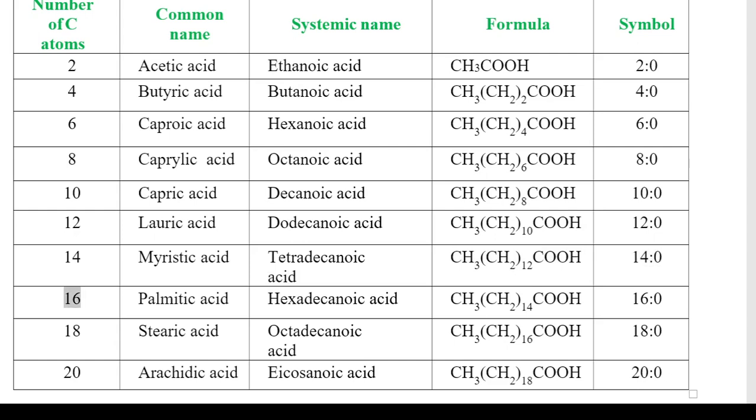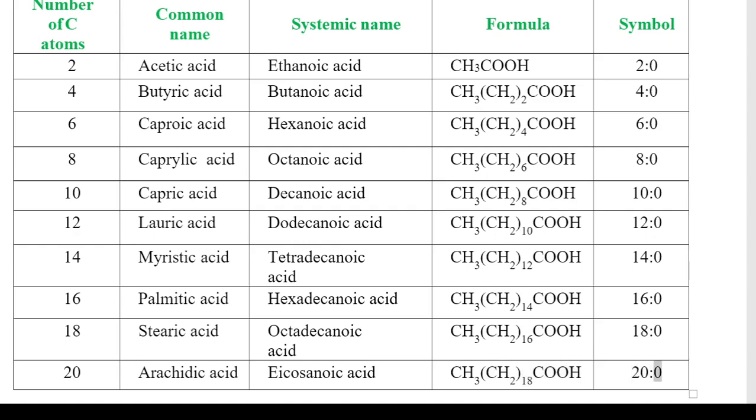12:0. Myristic acid (14 carbons), tetradecanoic acid, CH3(CH2)12COOH, 14:0. Palmitic acid (16 carbons), hexadecanoic acid, CH3(CH2)14COOH, 16:0. Stearic acid (18 carbons), octadecanoic acid, CH3(CH2)16COOH, 18:0. Arachidic acid (20 carbons), eicosanoic acid, CH3(CH2)18COOH, 20:0.